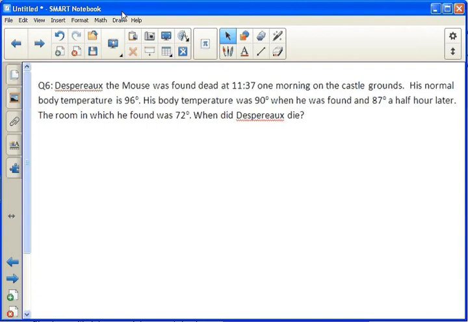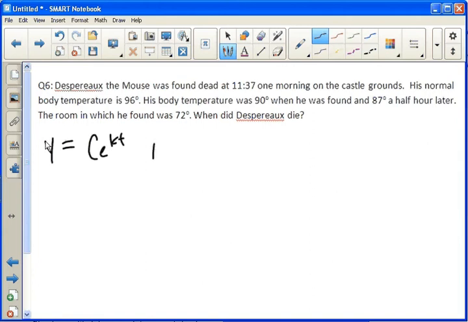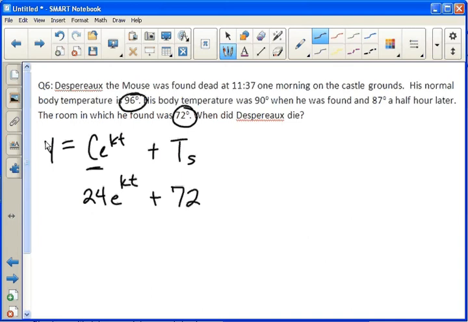When did Despereaux die? Remember, for this one, we use y equals C e to the kt plus the temperature of the surroundings. So we look at our information. C in this case is the original difference between Despereaux's body temperature and the room temperature, so C is going to be 24 degrees. We also know the temperature of the surroundings was 72 degrees, and at the time he was found, his body temperature was 90 degrees.